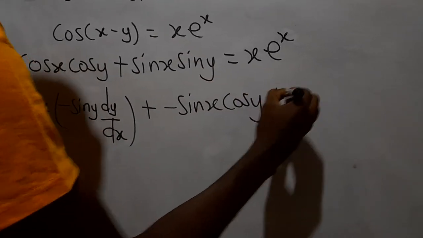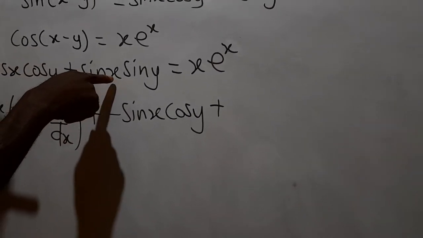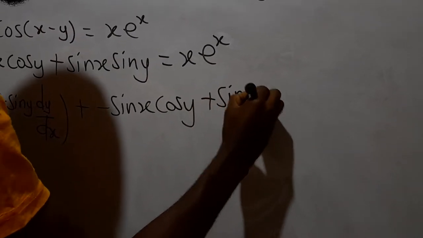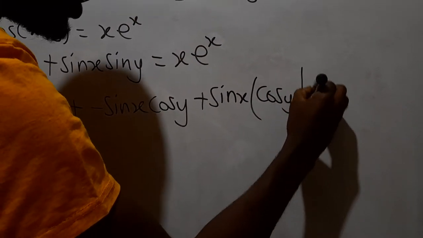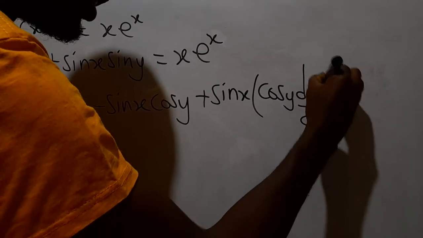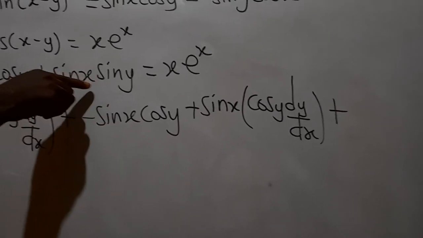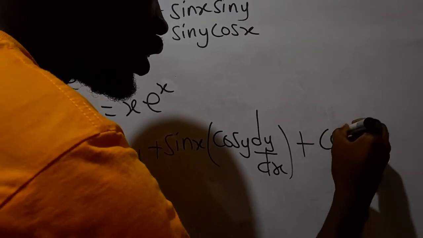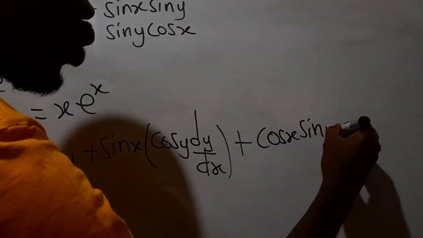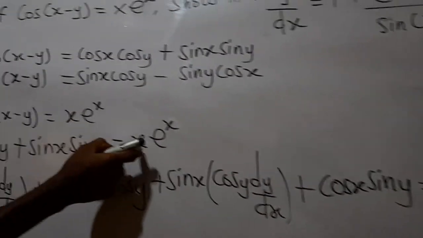Then plus, for this, the same thing. So I'll keep sin x and differentiate sin y. If I keep sin x and differentiate sin y, I'll get cos y. Because it's the dependent, we attach dy/dx to it. Plus, now I'll keep my sin y and differentiate sin x. If I differentiate sin x, I'll get cos x. So cos x, then my sin y, will be equal to, now this place, this is another product.